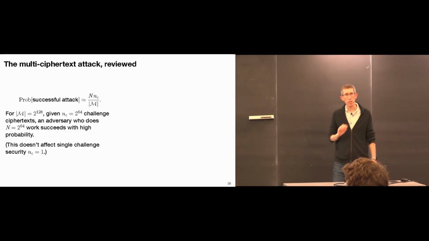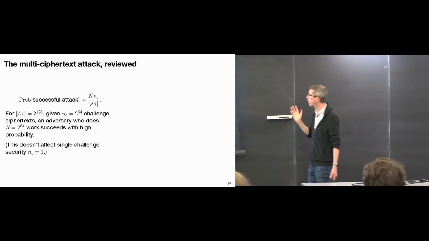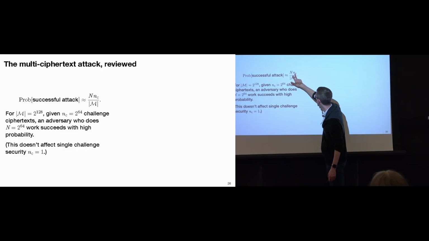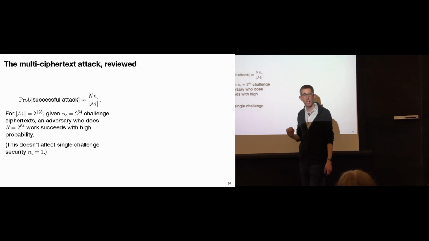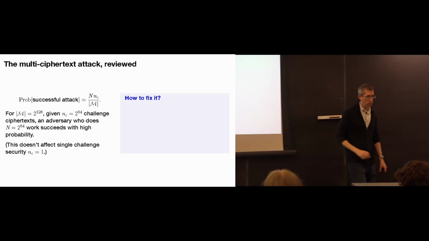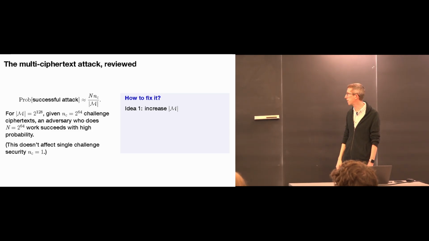All right, so if we look at this bound and we want to try to fix it, we can't change the amount of work done by the adversary or the number of challenge ciphertexts, so the only thing we can try to do is increase the denominator. So the first thing we can try to do to fix it is increase the size of the message space.